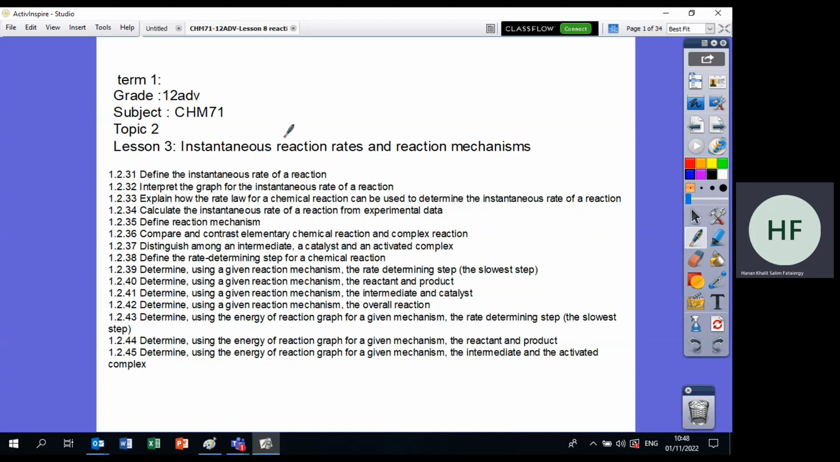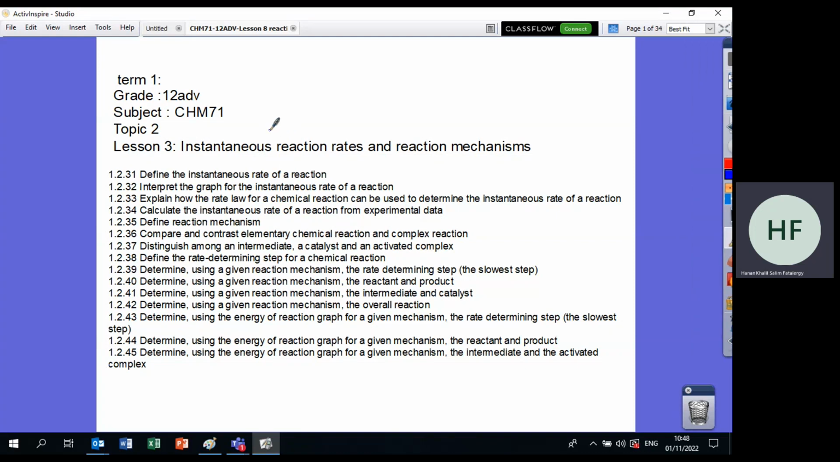Today I'm going to explain lesson 8 for you. This is lesson 3 in topic 2, or you can say this is lesson 8 in your term 1 material, and the title of the lesson is Instant Rate and Reaction Mechanism. If you want, you can pause the video to go through the lesson objectives.